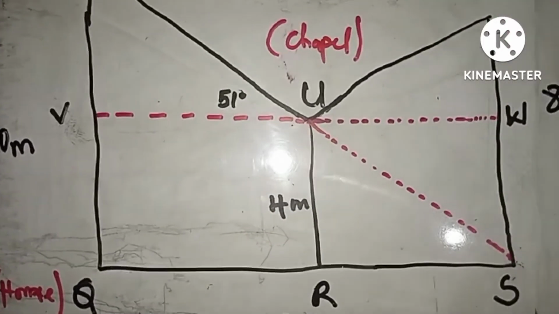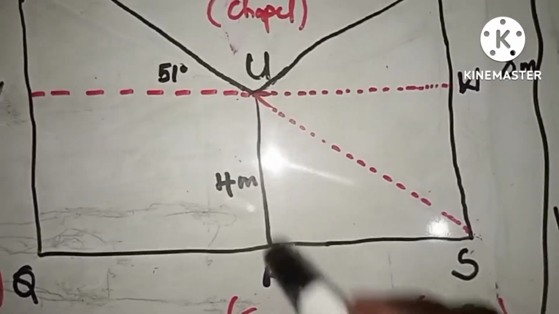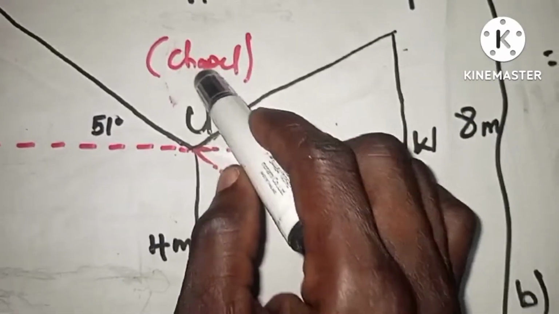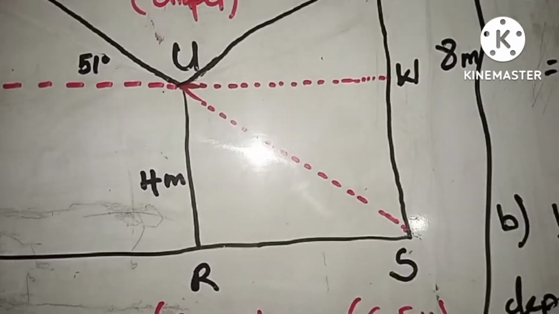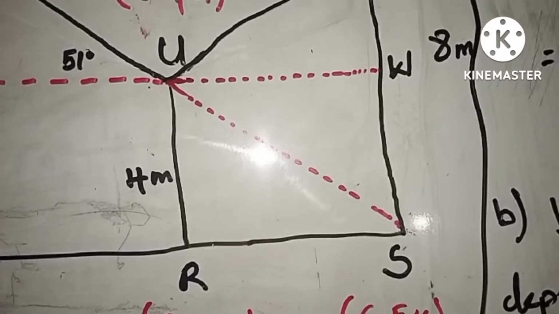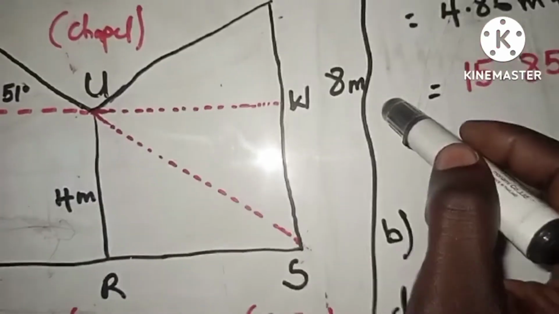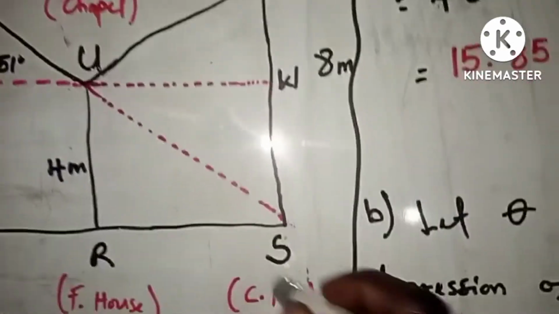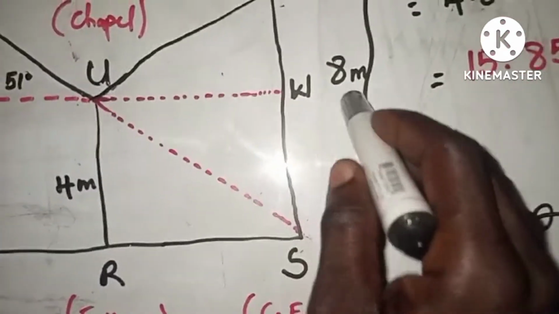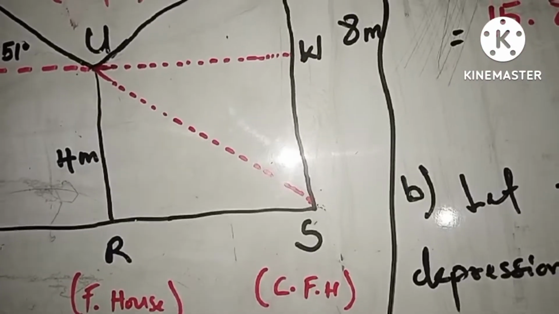And followed by that, you have UR. So maybe UR will be from the chapel to your father's house. That is going to be 4 meters long. And then finally we have T to S, right? So T to S here is going to be 8 meters long. So maybe from the park or the playing ground here to your childhood friend's house, that's 8 meters long. That's very, very simple. Now these people are asking us to find something.